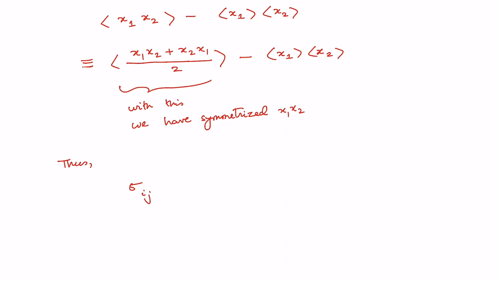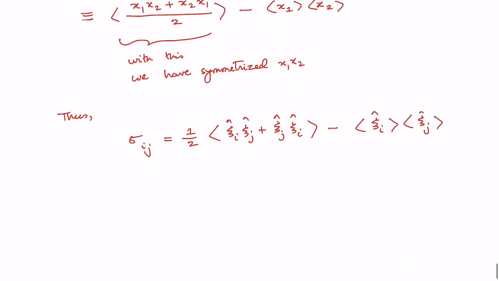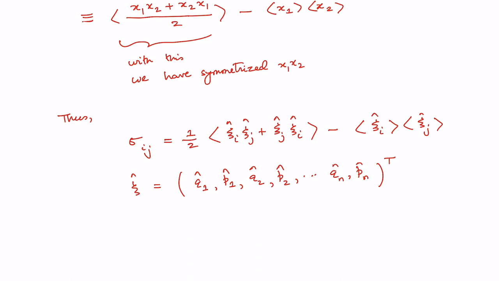So now you can relate it. When I write sigma ij, I'm writing it as 1/2 (xi_i xi_j plus xi_j xi_i) minus the mean of xi_i into the mean of xi_j. And here, for our case in quantum mechanics, the xi operator is (q1, p1, q2, p2, ..., qn, pn) transpose. Now let us see how the famous uncertainty relation looks in the language of the correlation matrix or covariance matrix.